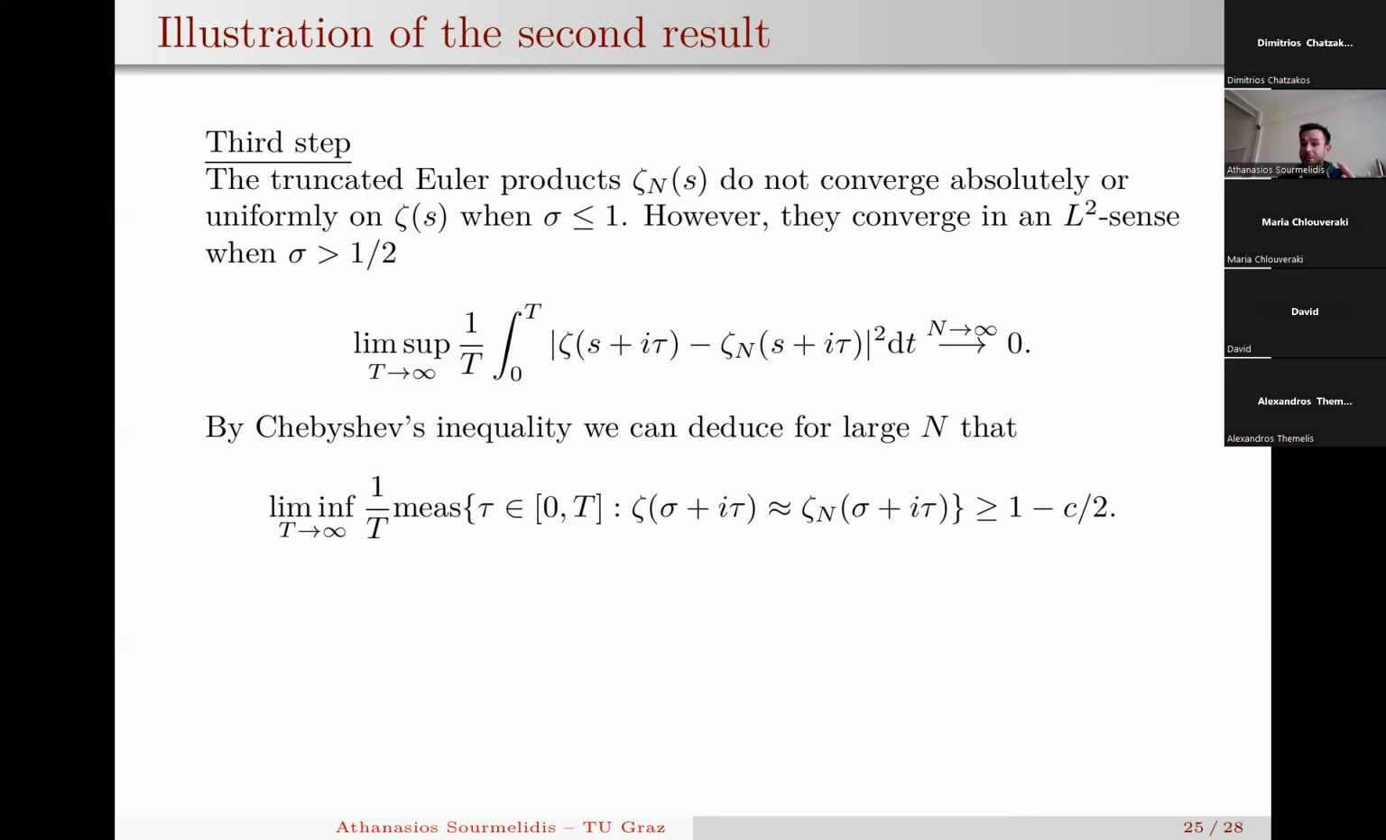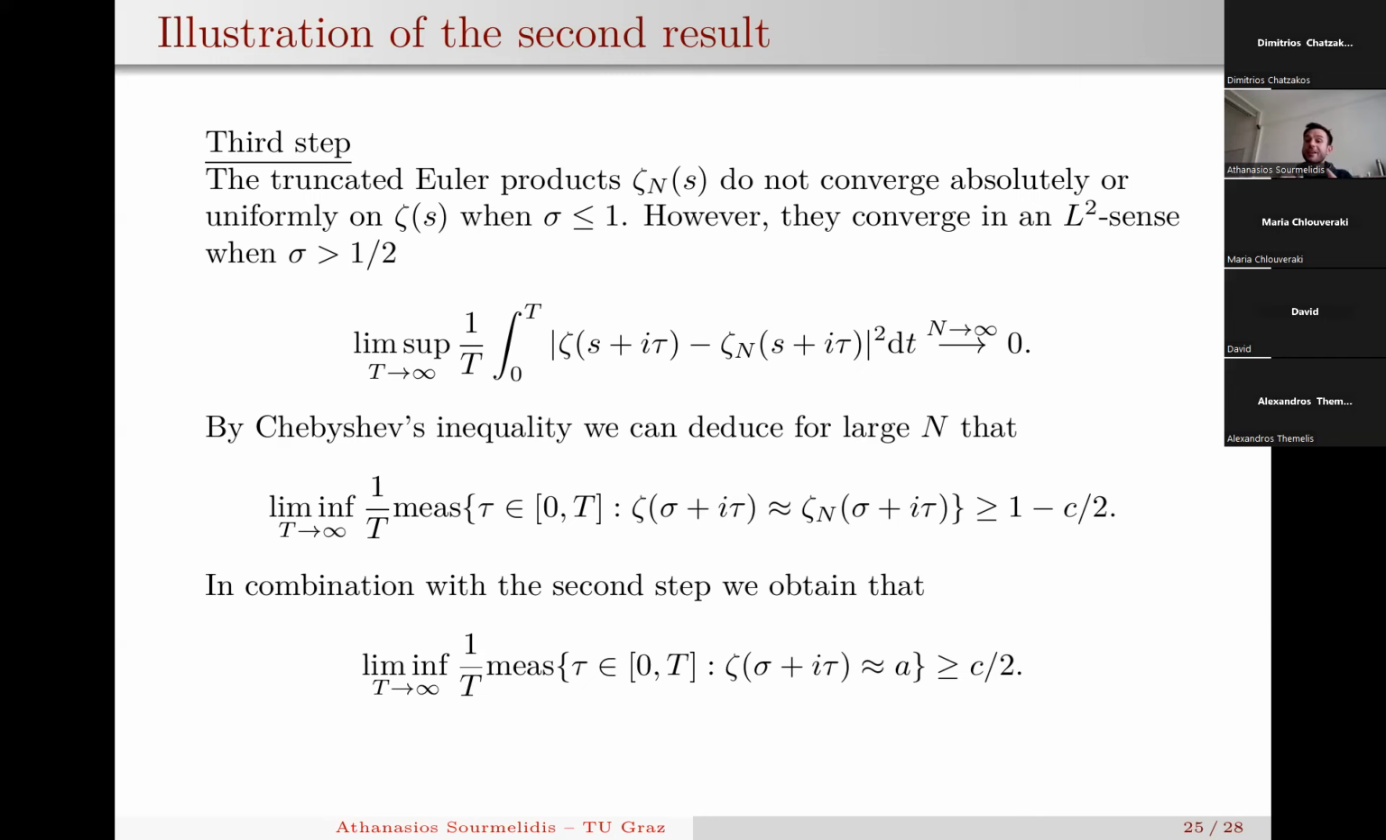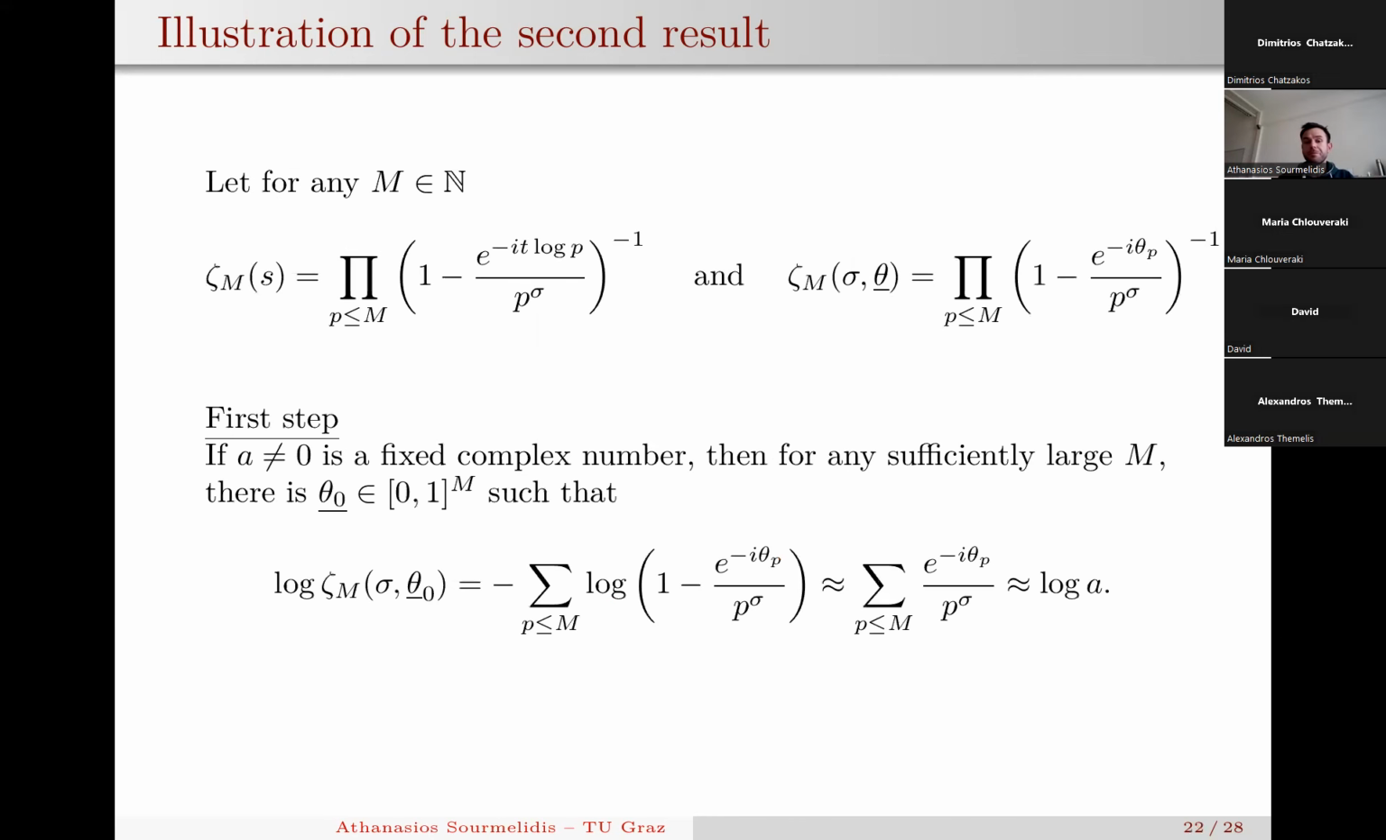Then you just use the second step, and you show that the number of tau in the interval [0,T] divided by T, such that zeta of sigma plus i tau is close to a, is at least c/2. So not only do you prove the denseness, not only do you prove that the curve is dense in the complex plane, but you also give a positive proportion of real numbers tau which make the Riemann zeta-function close to a. So this is also a predecessor of the third result of Bohr.